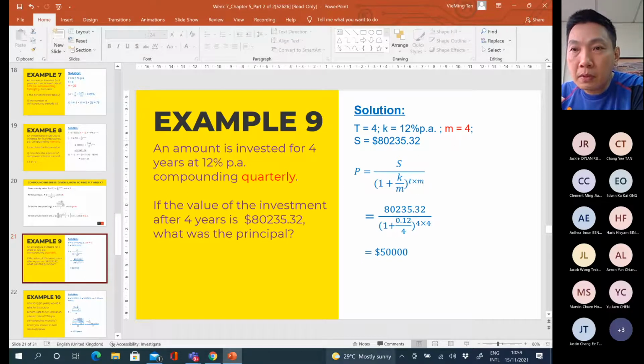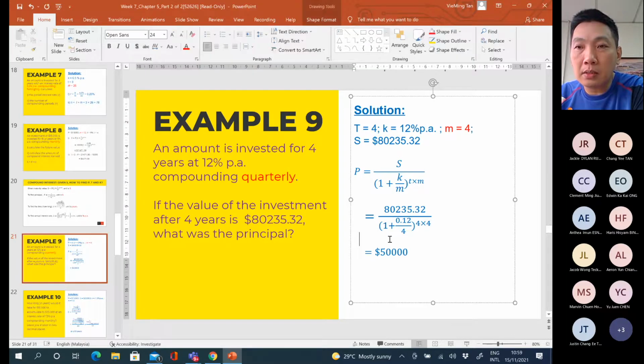M is 4. So simplify the denominator first. So 0.12 divided by 4 is equal to 0.03. Plus 1 is 1.03. So this base number here is 1.03. Power number is 16. 4 multiplied 4 is 16. So it's 1.03 power 16. That will be easy for you to use the calculator to simplify this.